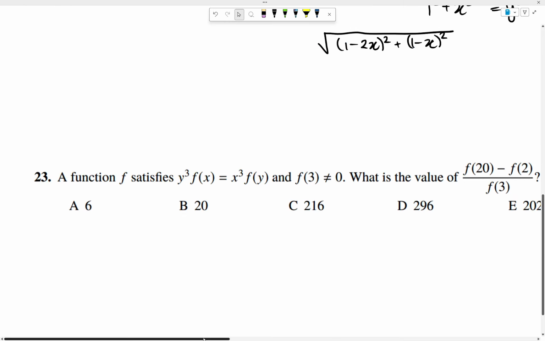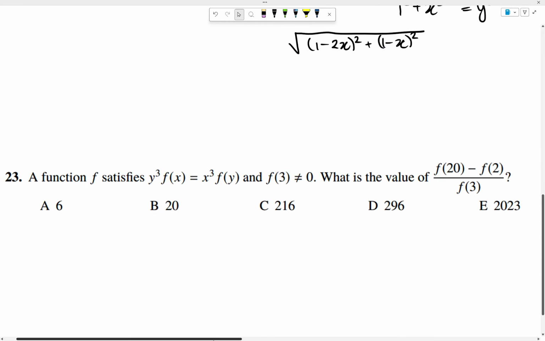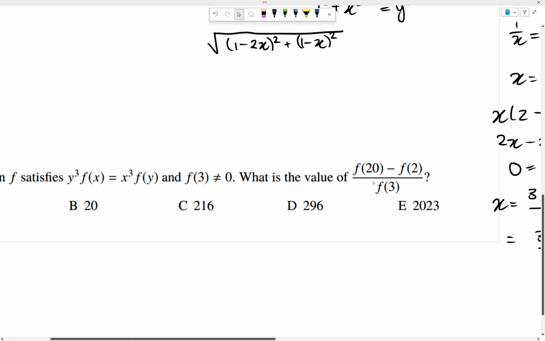Okay, question number 23. A function f satisfies this equation for all x and y. And what is the value of f of 20 minus f of 2 all over f of 3?